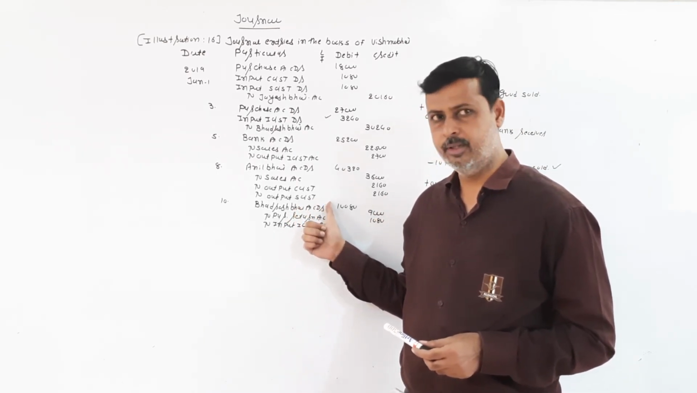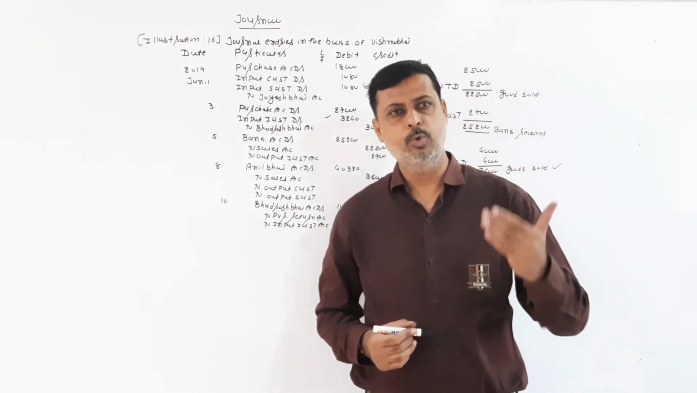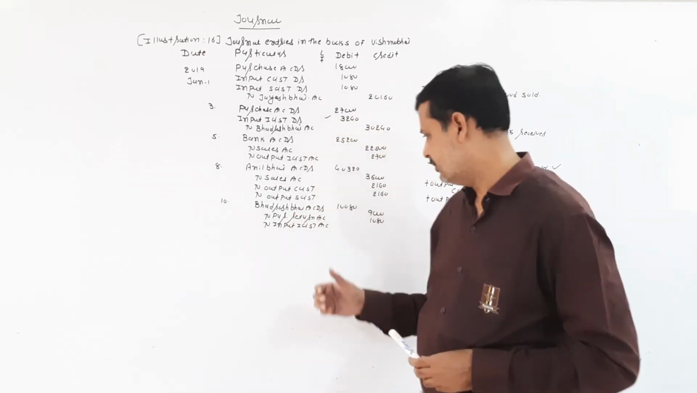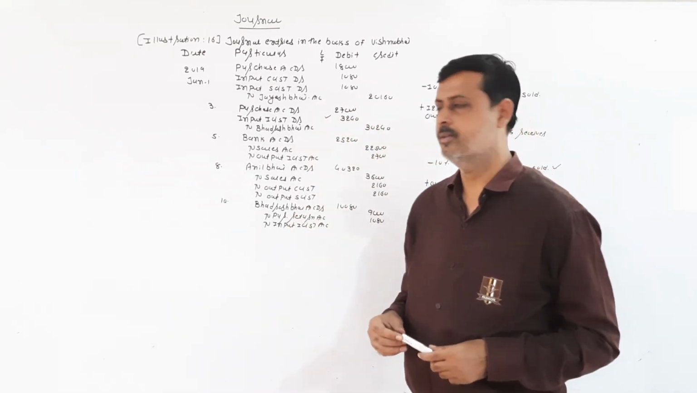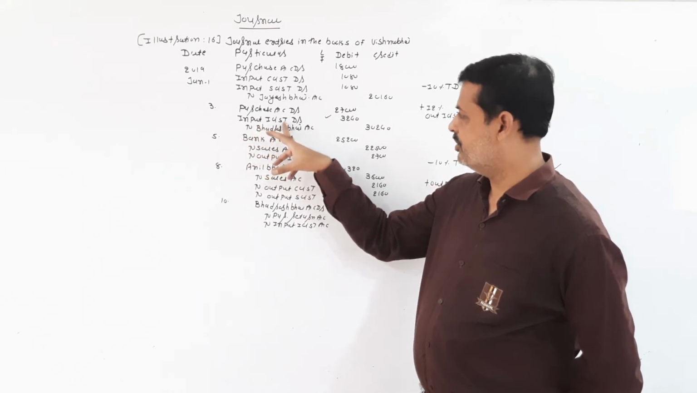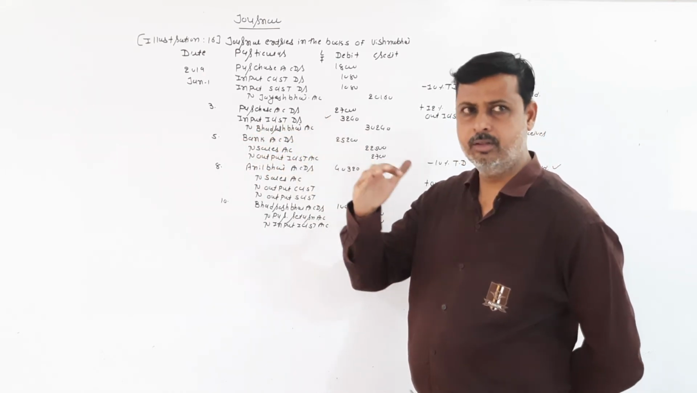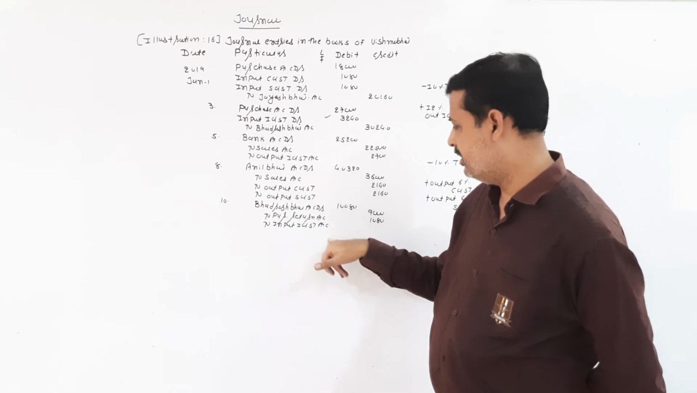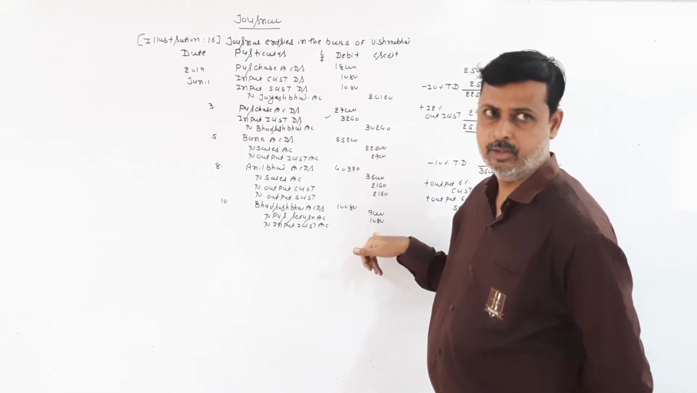Badresbai is receiver, so Badresbai account debit. Goods return means goods goes out, so purchase return account credit. And input IGST 3,240 one third, 1,080. Input IGST account credit 1,080.